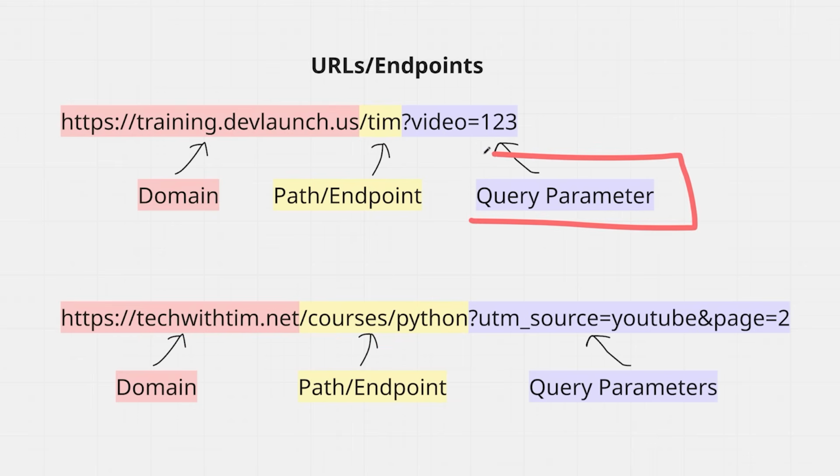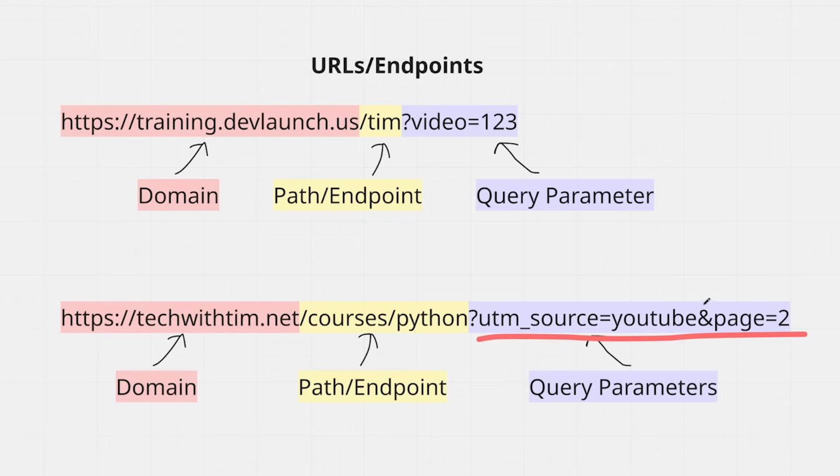Now, the next point is the query parameter. Now, the query parameter is some extra bit of information that is typically used to filter the page or to get some more specific type of data. It always will come after a question mark, so you'll see some kind of path or endpoint, a question mark, and then one or multiple query parameters. In this case, we have a parameter, video, equal to 1, 2, 3, okay? And then if we come here, we have UTM source is equal to YouTube, and page is equal to 2. So we have 2 parameters, and you can have as many parameters as you like. You just have to have these ampersands that separates them, okay? So just understand that these are the core components of a URL and an endpoint.